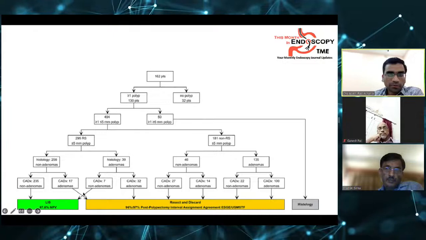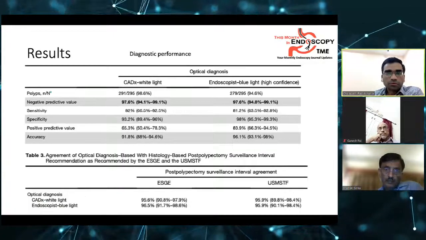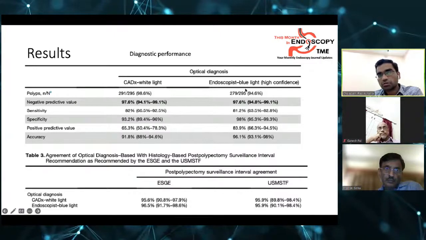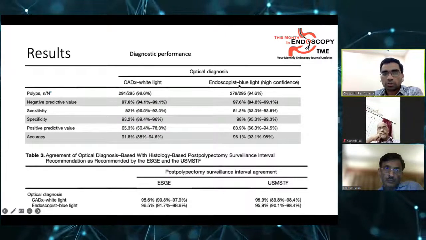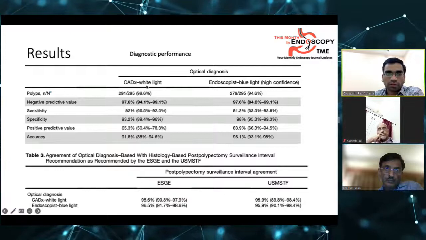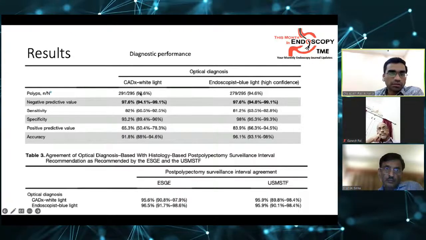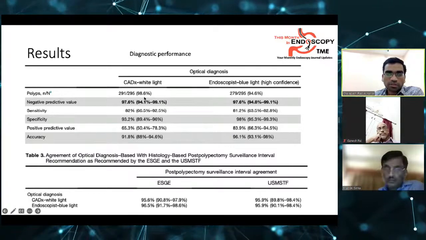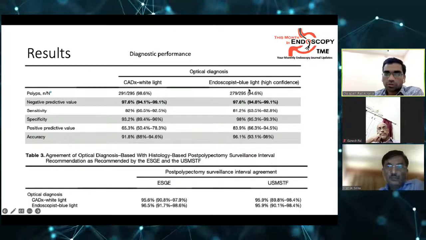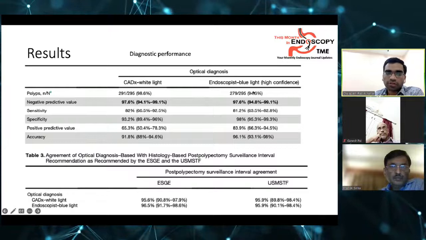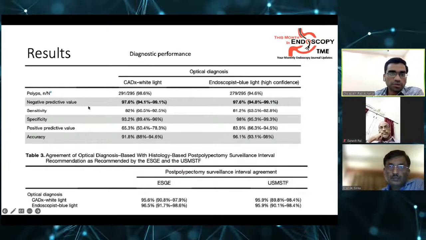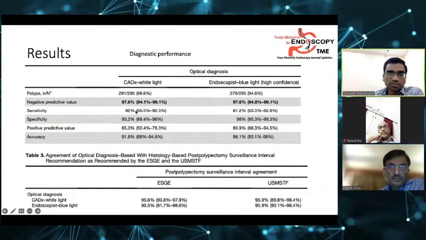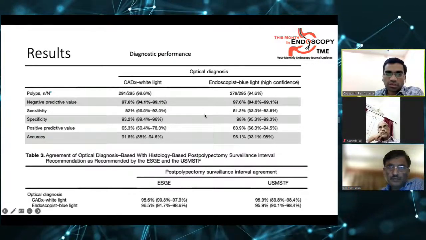So if you compare the endoscopist using virtual chroma endoscopy versus CAD-X white light endoscopy, the CAD-X is available in 98.6% of polyps. The virtual chroma endoscopy was available in 94.6% of polyps. The negative predictive value is similar, 97.6%. The sensitivity is 82% versus 81%.